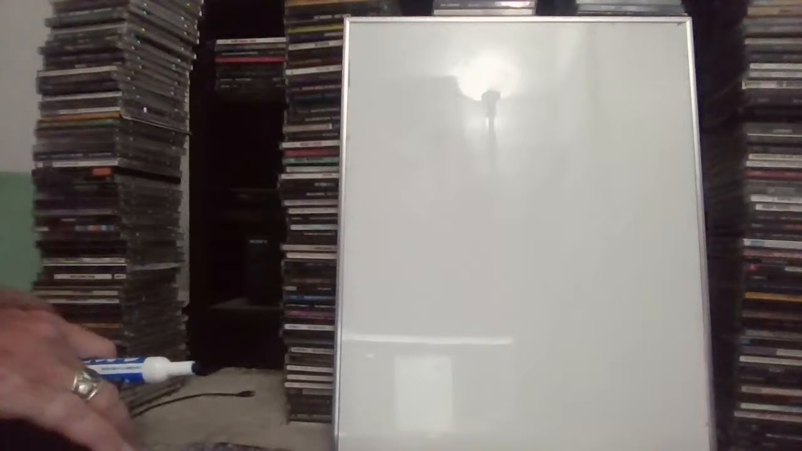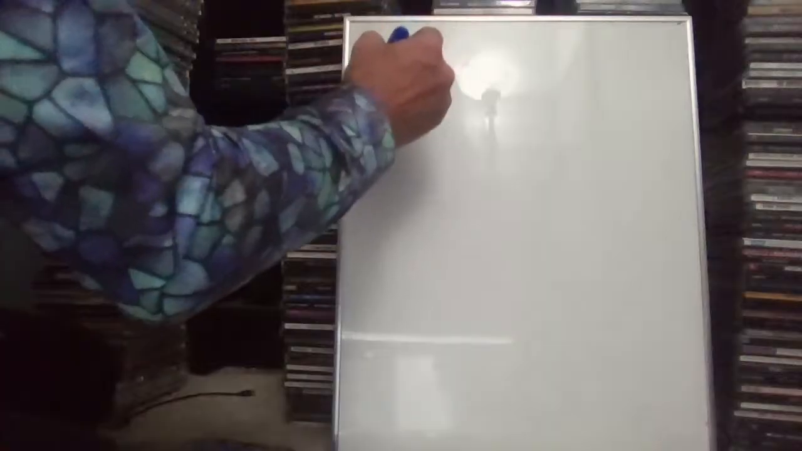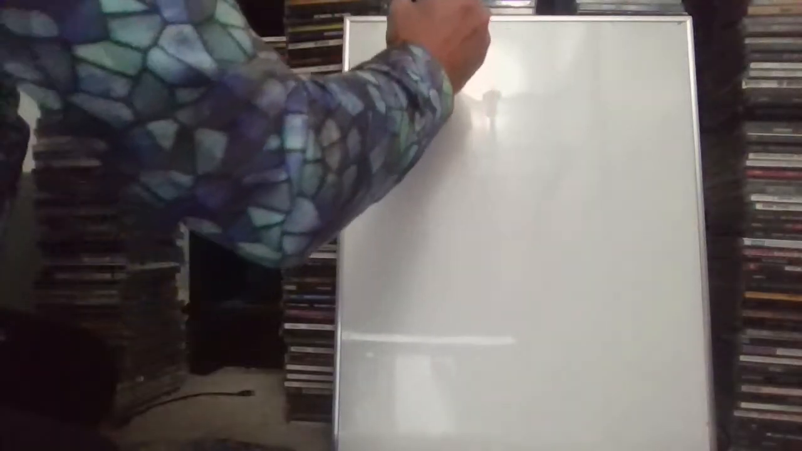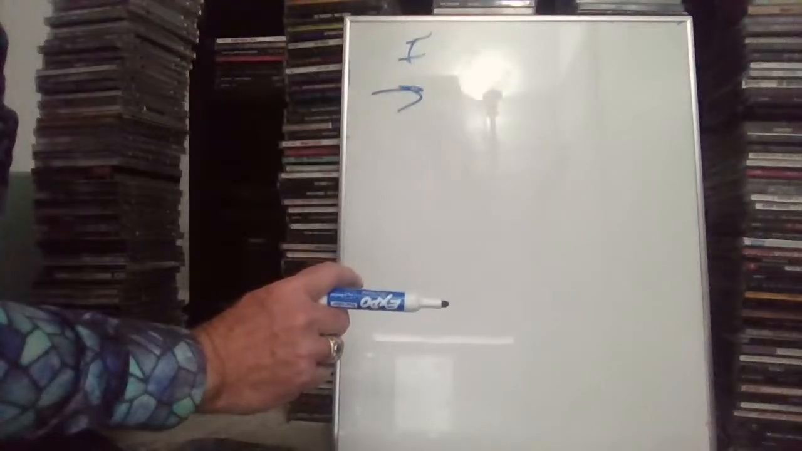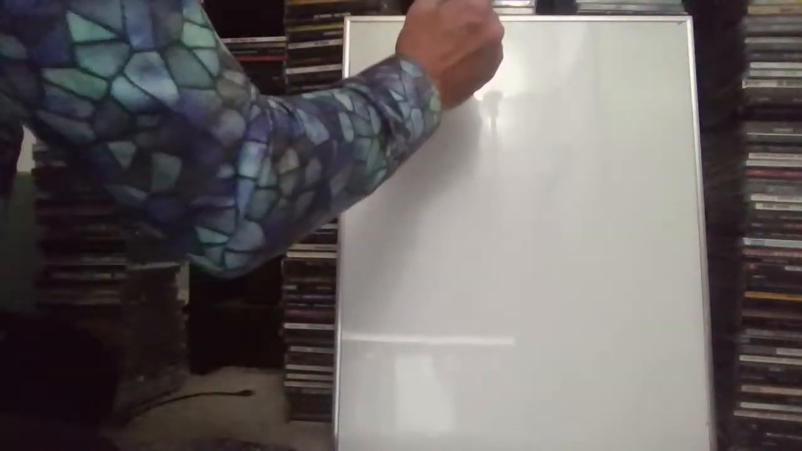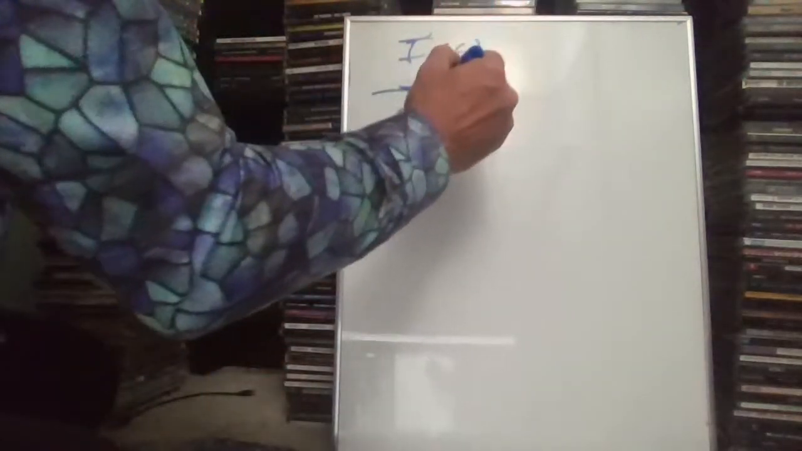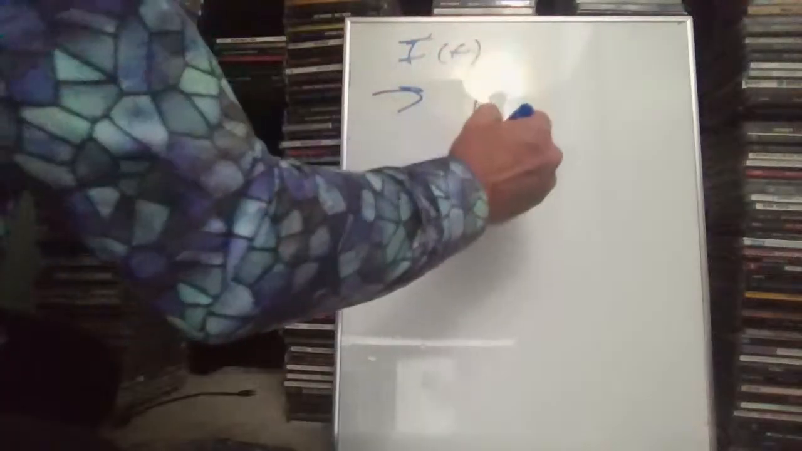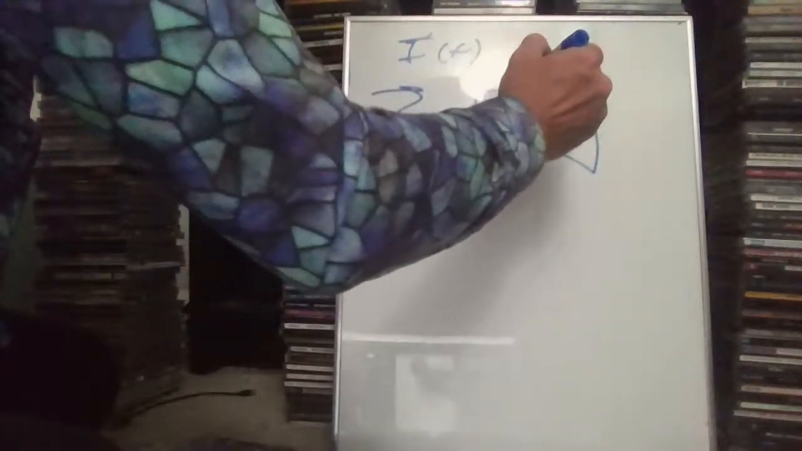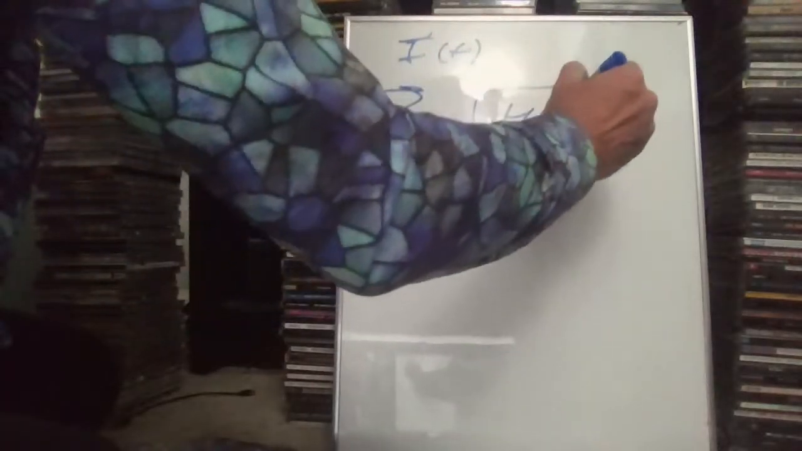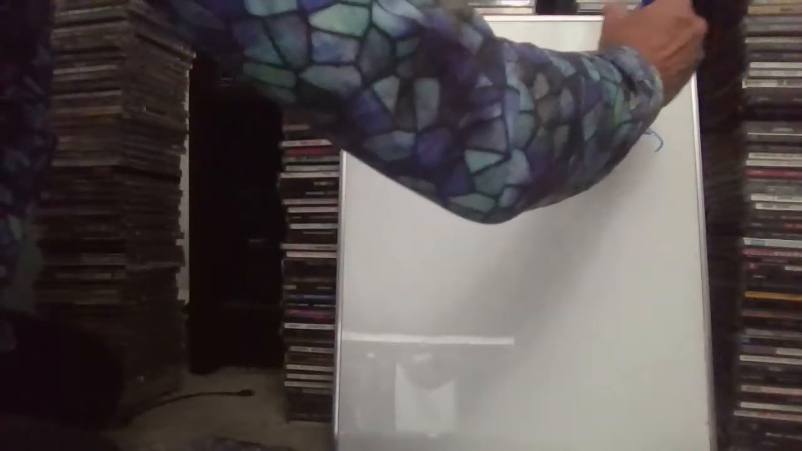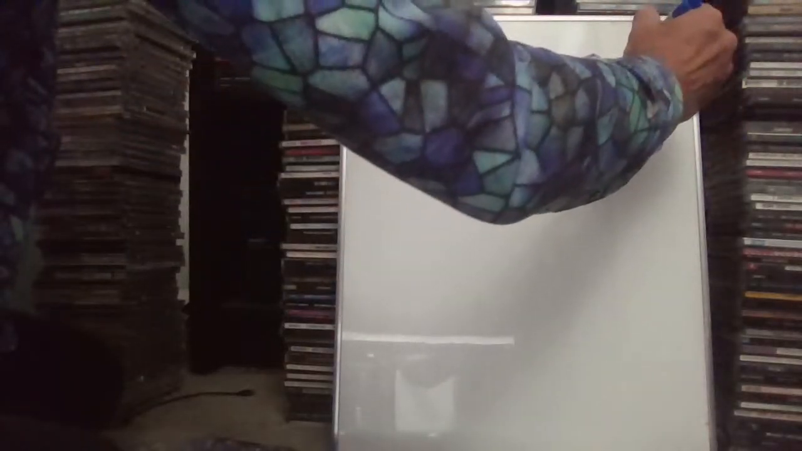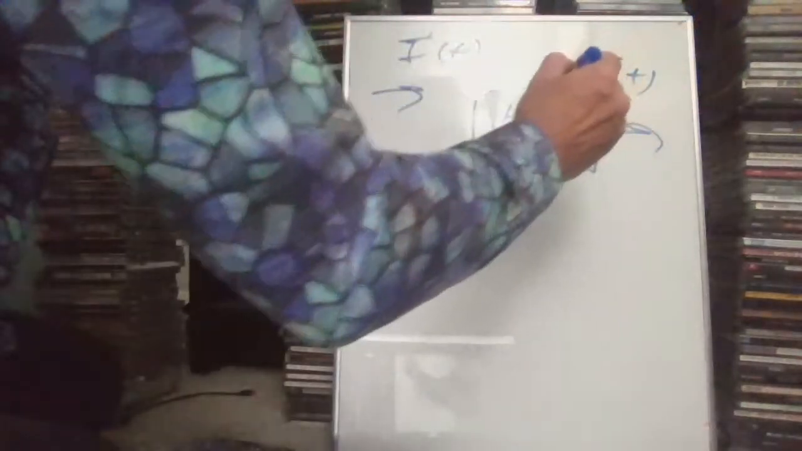So why is that important? Because if I have a signal input, I don't know the symbols as much as I used to. Let's call it input of t, and then I have a system, call it h of t. And then I have an output. I'll call it O of t.